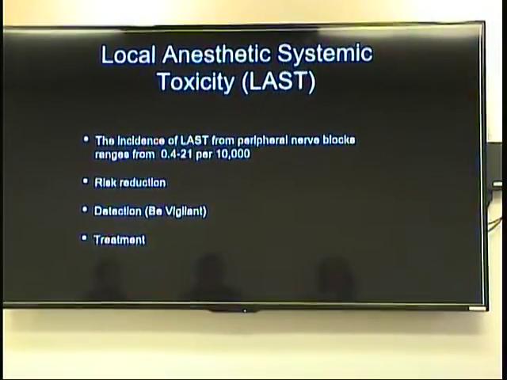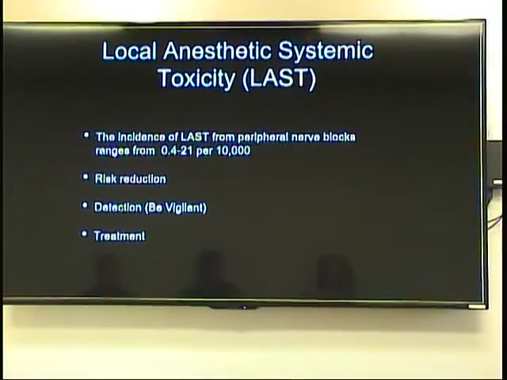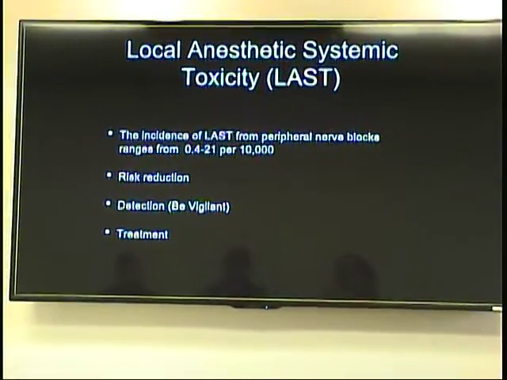Are they that little old lady that's frail? And what's the site that we're injecting? But yeah, these are good questions.